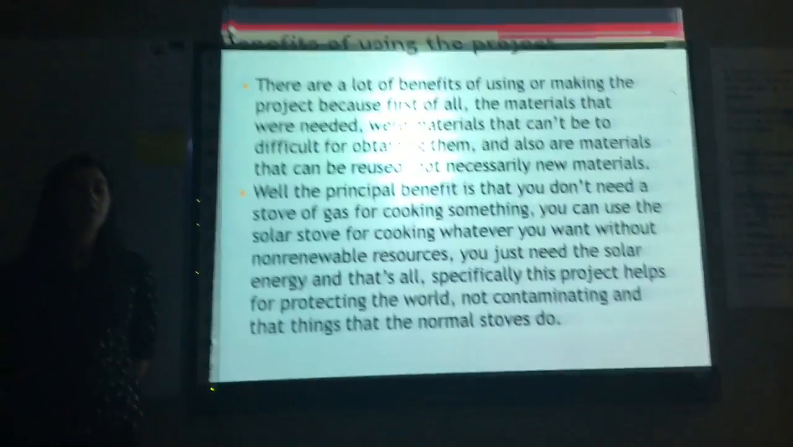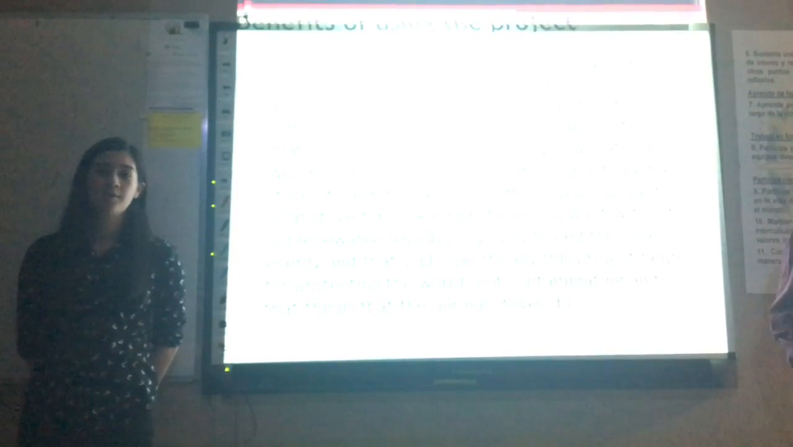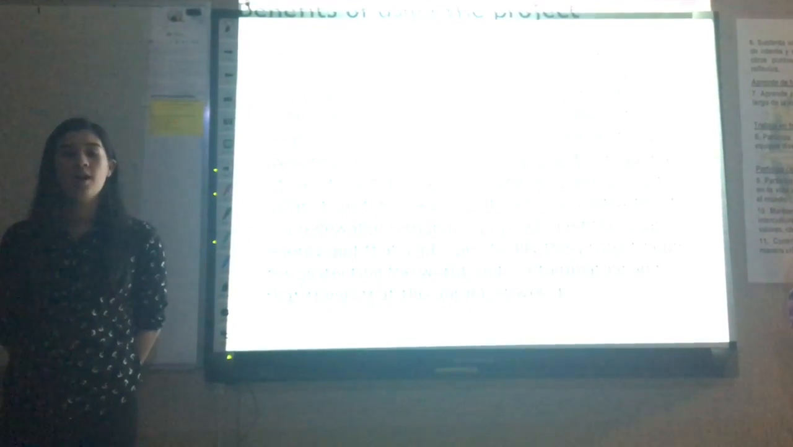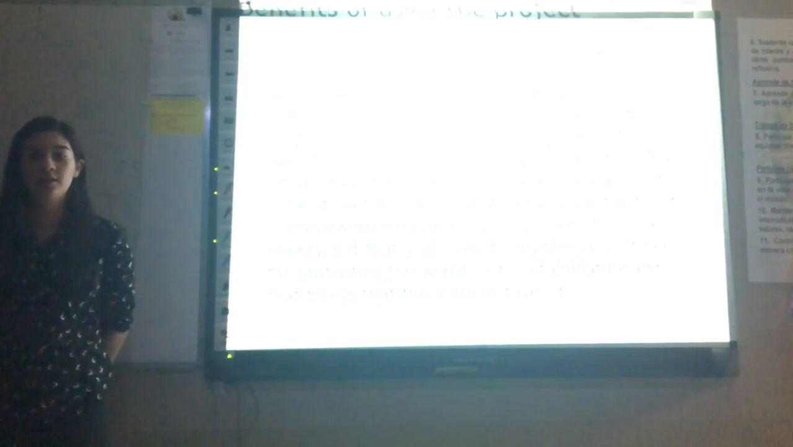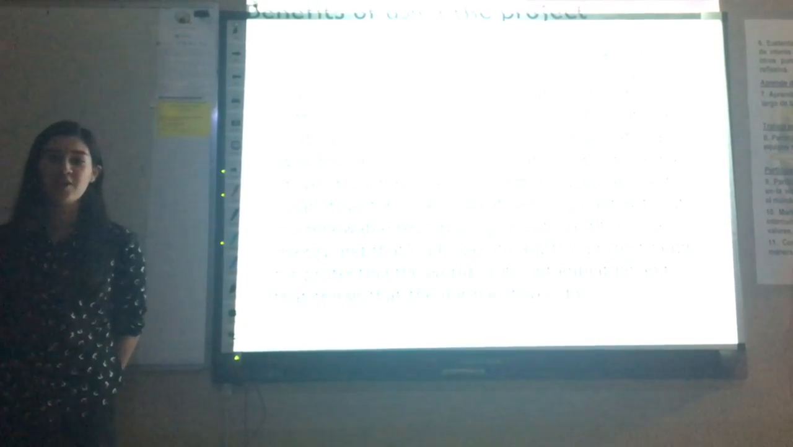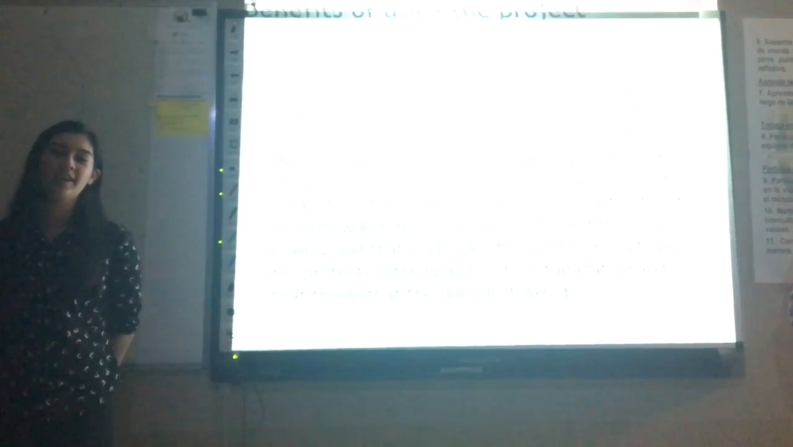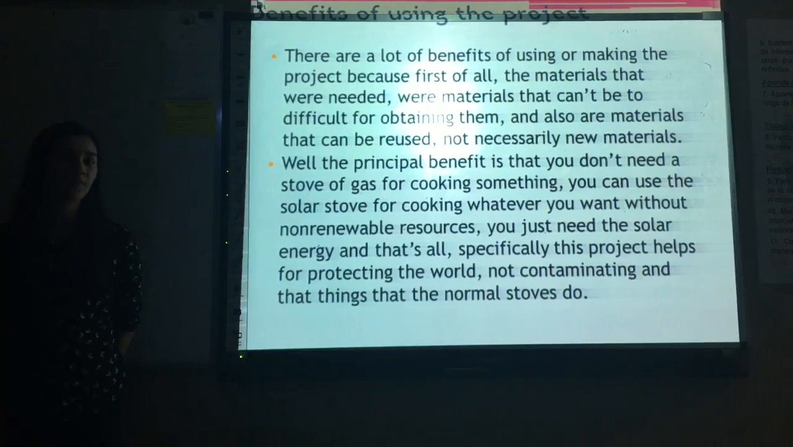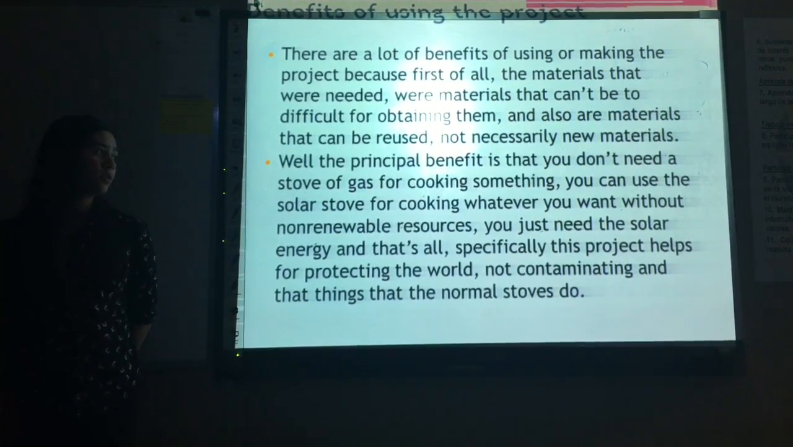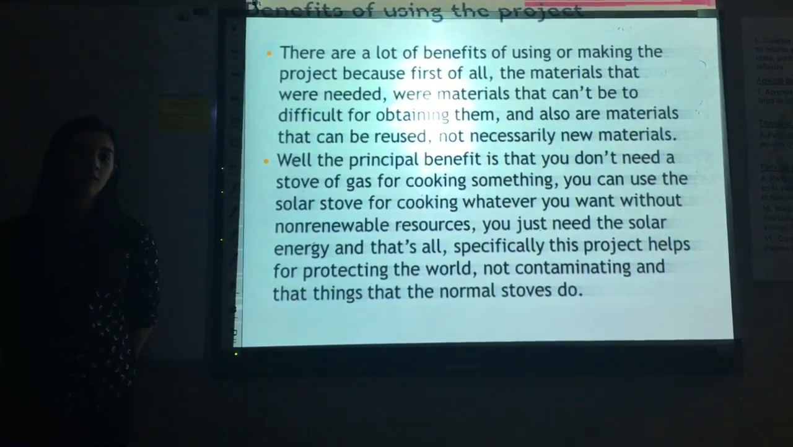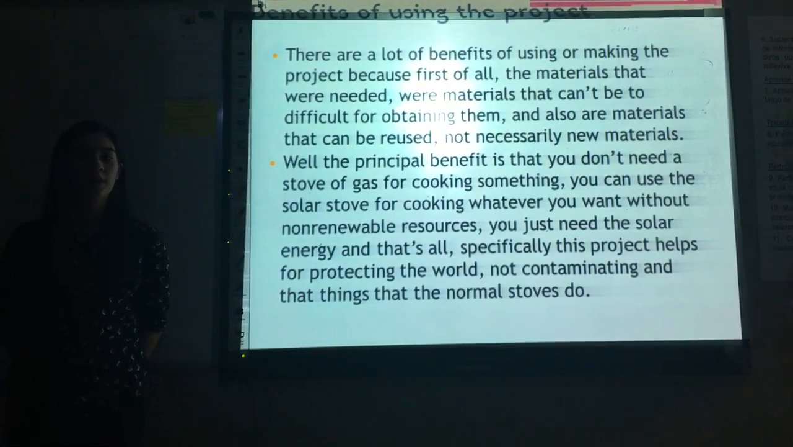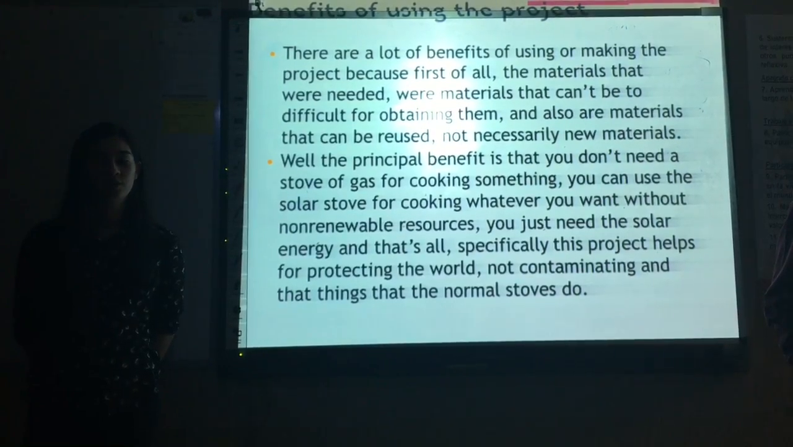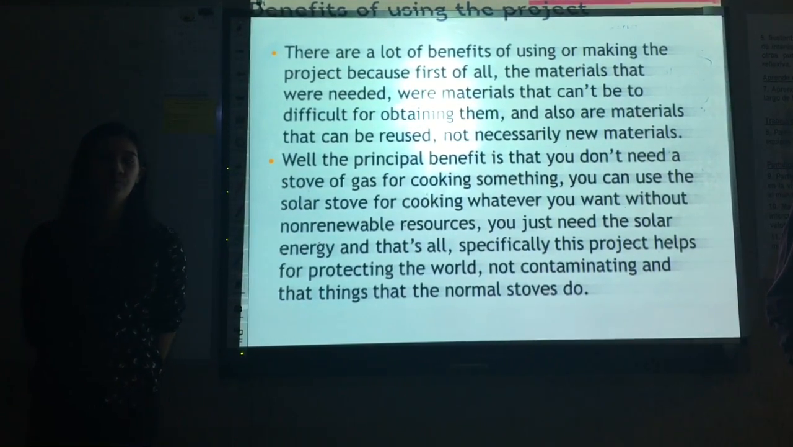Benefits of using the project. There are a lot of benefits of using the project. The main one is that you are using sustainable development, and people who don't have economic resources can make it with cheap or recycled materials. And you just need to leave it there. Maybe you have to wait a lot, but if you think about it, you are not using gas and not contaminating, so it is a good option.